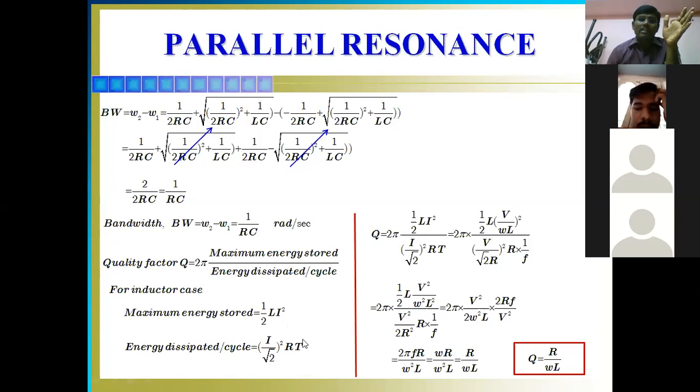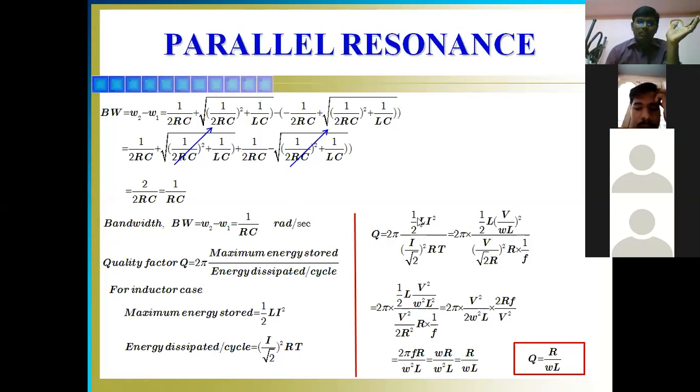I square R is power. If you multiply with time, you get energy. So I square R T, where I is the I by root 2, which is an RMS value. So you just substitute these two here. Q is equal to 2 pi into half L I square by I by root 2 square R T.